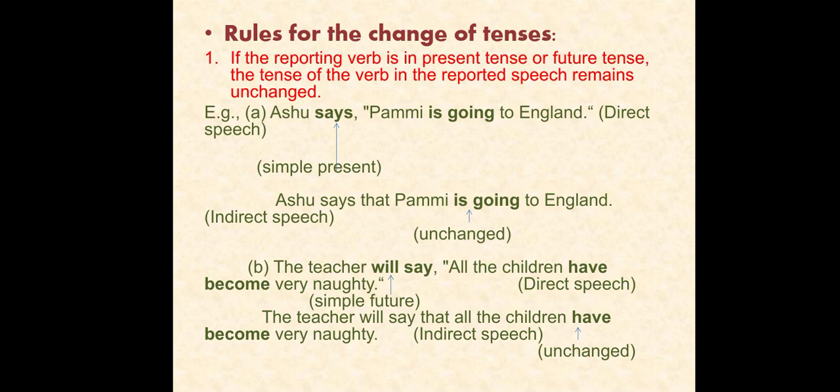Same as the second example: the teacher will say, "All the children have become very naughty." This is a sentence of direct speech. Now, will say is our reporting verb of simple future and have become is our verb. So here you need to remove only the comma and inverted commas and you have to use that as a conjunction to join this sentence. So our answer will come like this: The teacher will say that all the children have become very naughty.